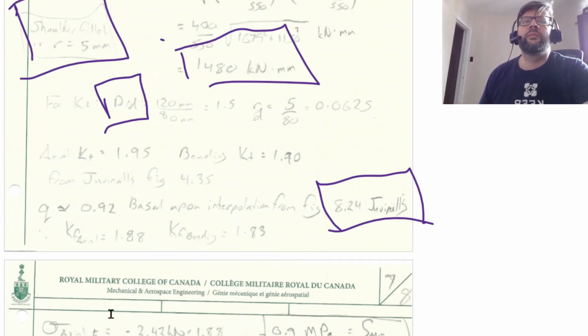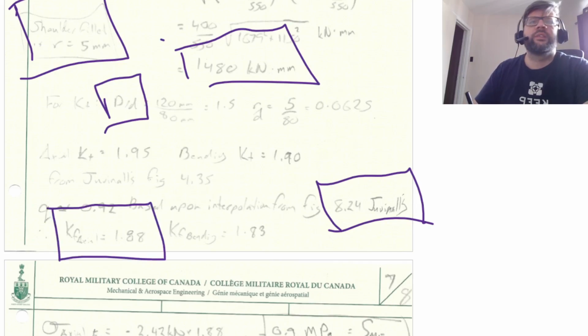So anyways, using that we're able to solve for our Kfs. That gives us a Kf for the axial of 1.88, and a Kf for the bending of 1.83.